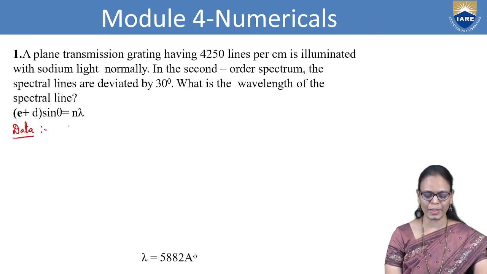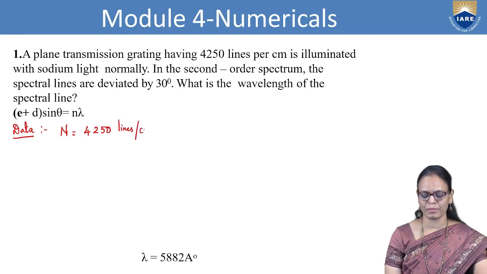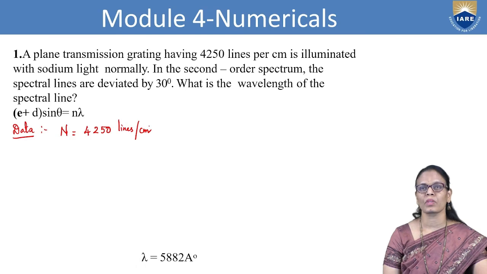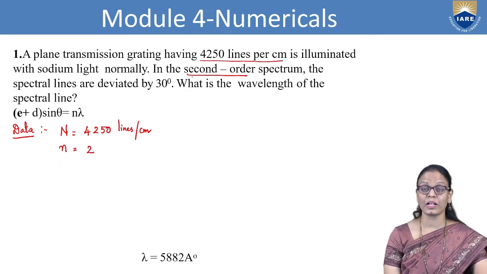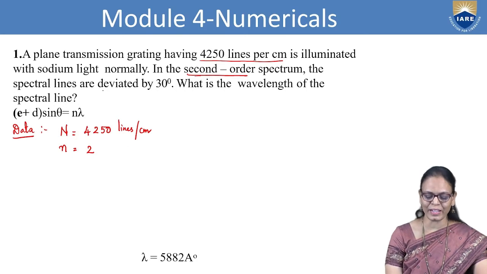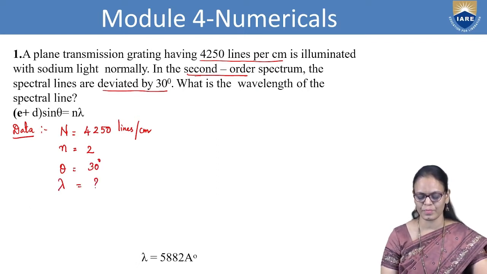Here it is given, capital N always represents the number of lines. So 4250 lines per centimeter. And here we are talking about second order, so n is equal to 2. We have seen the number of lines per centimeter. We have considered the order and the deviation by 30. Angle of diffraction here is 30. You have to find wavelength lambda.